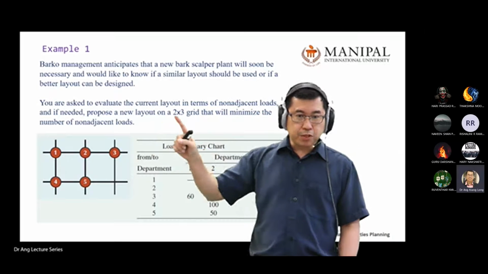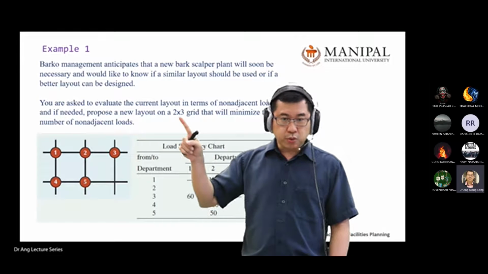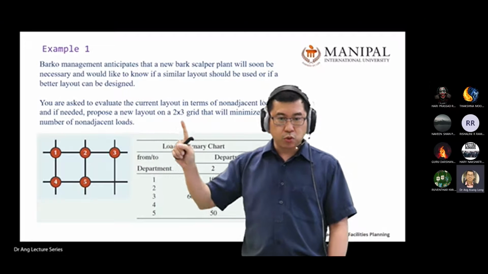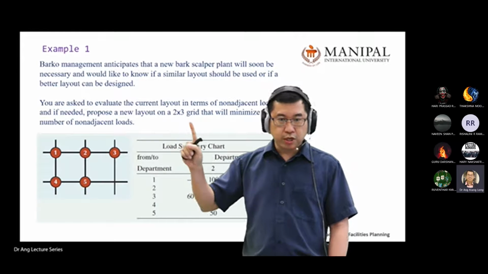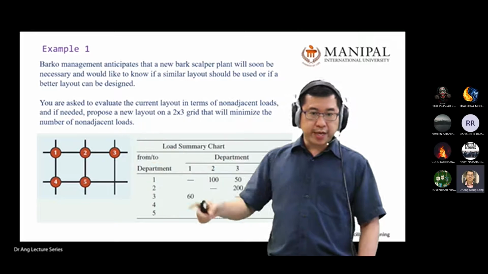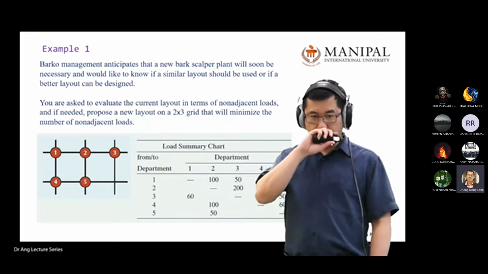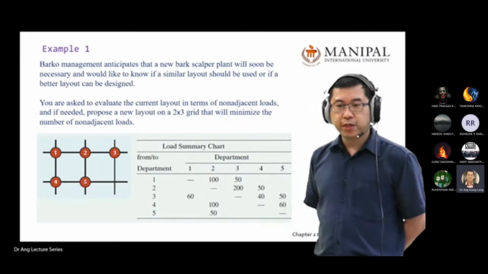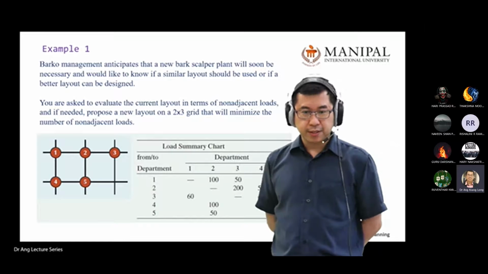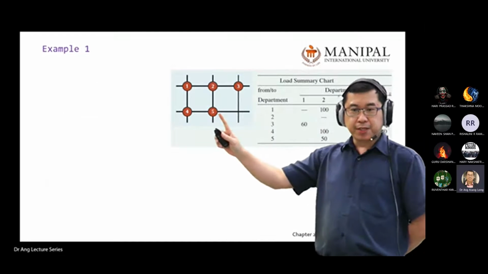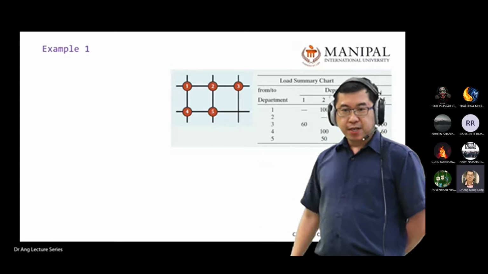If needed, propose a new layout on a 2 times 3 grid. So you are mentioned that you are restricted to 2 row, 3 column grid that will minimize the number of non-adjacent loads. I will introduce you non-adjacent load later on when we do the calculation. Let's start. This is our limitation of our space.